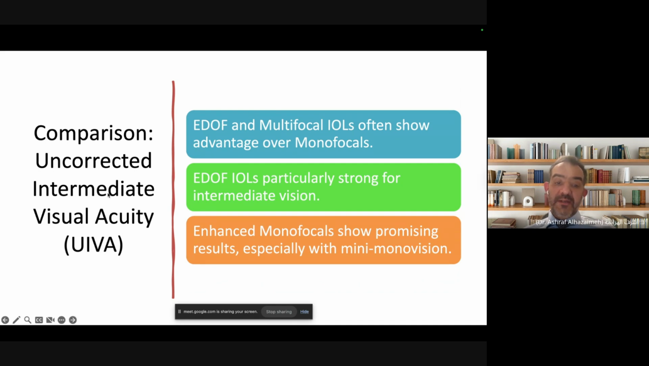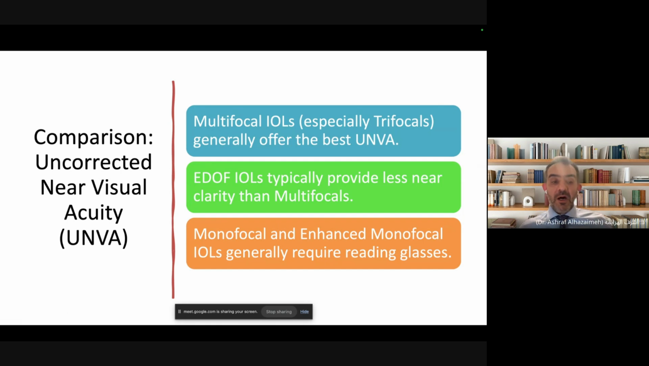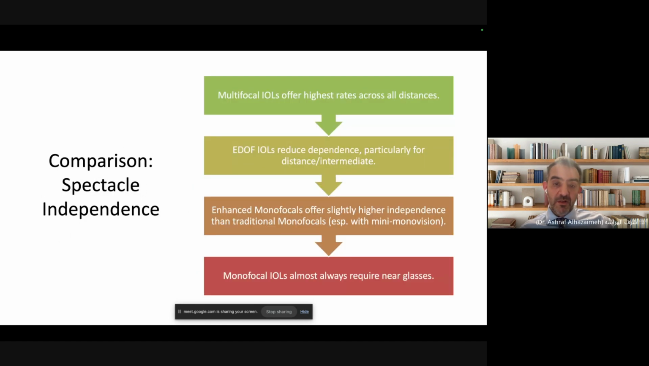If we look at the intermediate distance, and by intermediate distance we are talking about mainly the computer screen or anything like 66 centimeters, the EDOF and the multifocal IOL are the best in this category. They are better than the enhanced monofocal, and the 3 of them are better than the monofocal IOL. While in the near visual task, like 33 centimeters, the multifocal or the trifocal are the best. EDOF usually gives a slightly better vision for the reading distance, better than the enhanced monofocal or the monofocal.